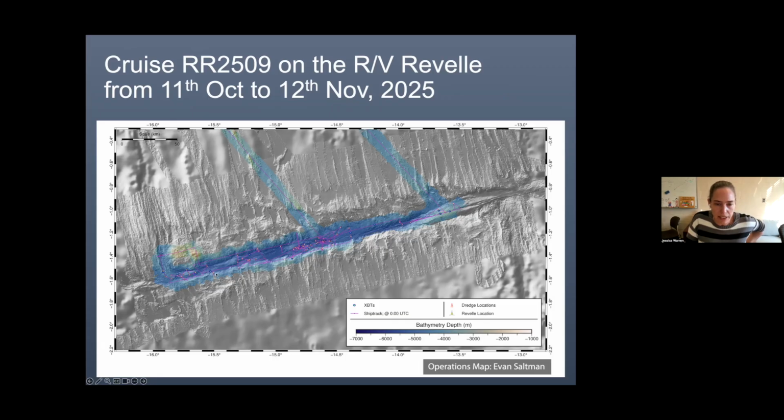All of these little tiny symbols are dredges that we did. And then in addition, we also had these dives that were done with Sentry. And so we actually spent a lot of time here, moved over to here, went all the way to the ridge transform intersection, came back, did more work here, and then went over and sampled over here in the east.